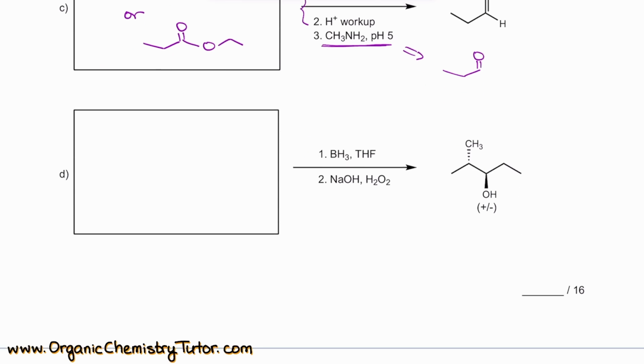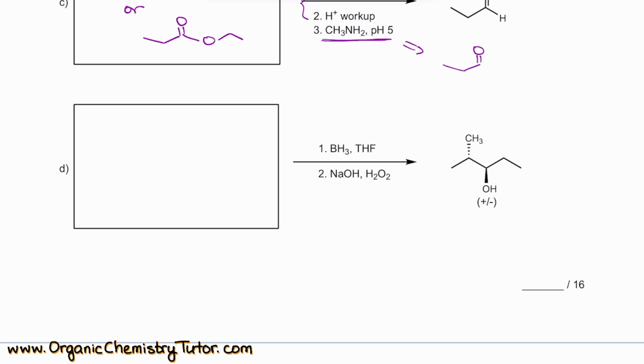And the last reaction on this page, for this one, we see that we are doing the BH3·THF followed by the hydrogen peroxide in basic media. That is the hydroboration-oxidation reaction, which, as we know, is a syn addition of the hydrogen and the OH group to the alkene, and the OH group is going to be on the less substituted carbon.